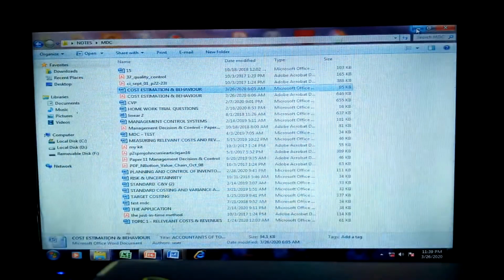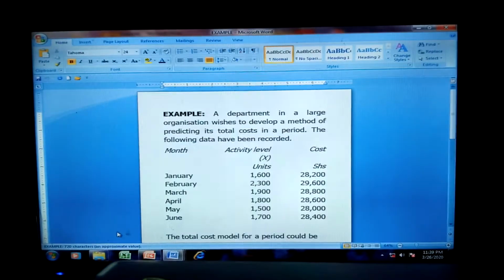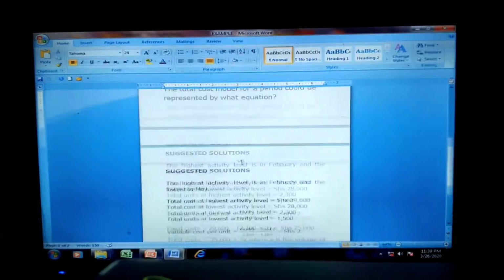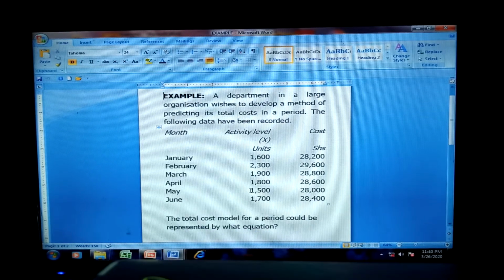We see how we can use this high-low method to predict costs. Now, a department in a large organization wishes to develop a method of predicting its total cost in a period. The following data have been recorded. So we have different months, we have our activity level, as well as the costs. The total cost model for a period could be represented by what equation?